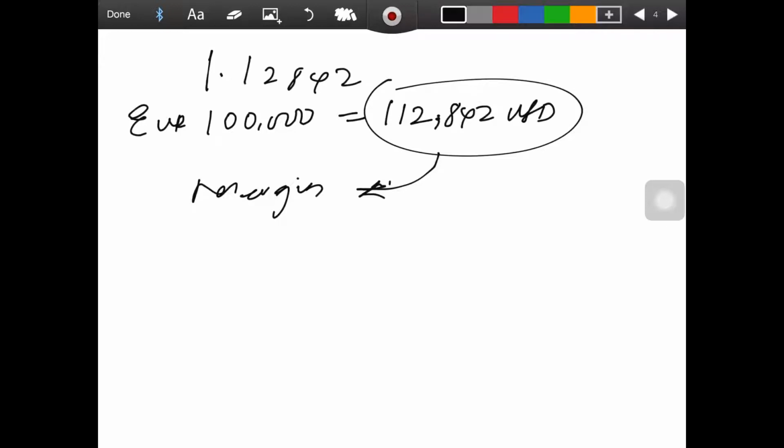assuming that the broker did not give you any leverage. This is what you need to place that trade. I wouldn't have been able to buy one standard lot of the euro if not for leverage. So this is the power of leverage. This is your margin at 1-to-1.